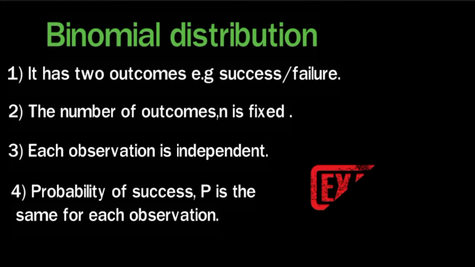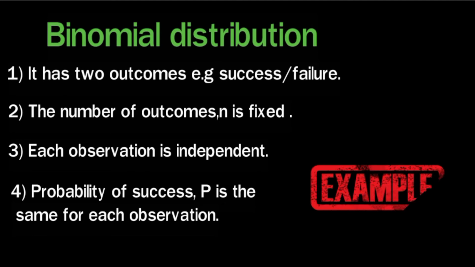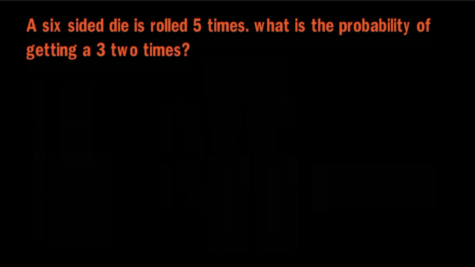So let's try some examples of binomial distribution. Let's say we have a six-sided die which is rolled 5 times. What is the probability of getting a 3 two times?